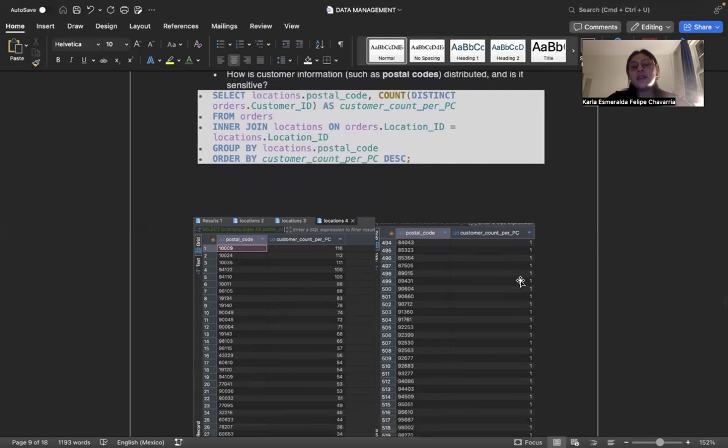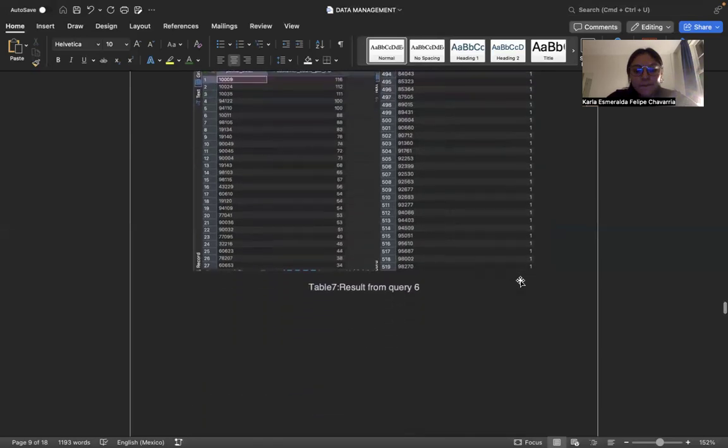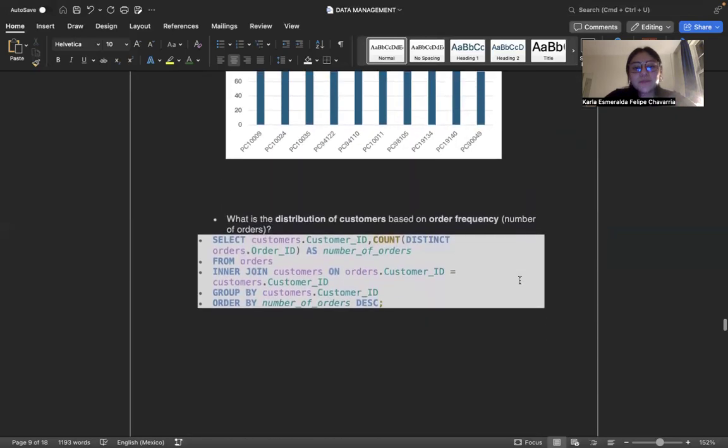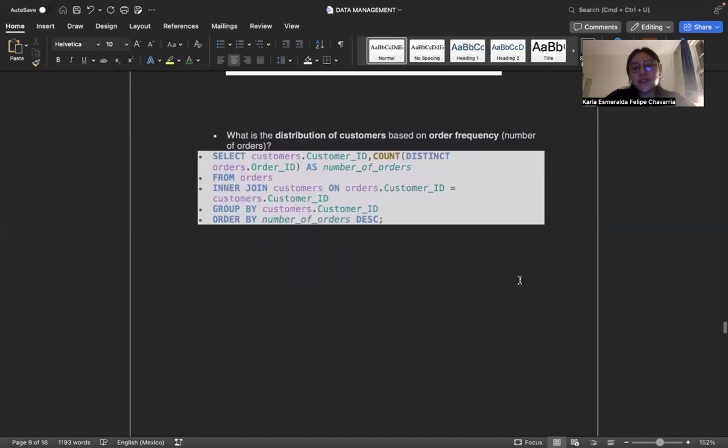And on that, the last line, it's only how I want to see the information, by the count, in descending order. The graph of the query.